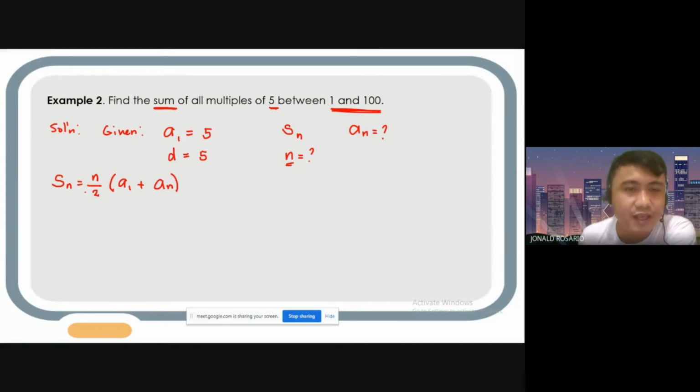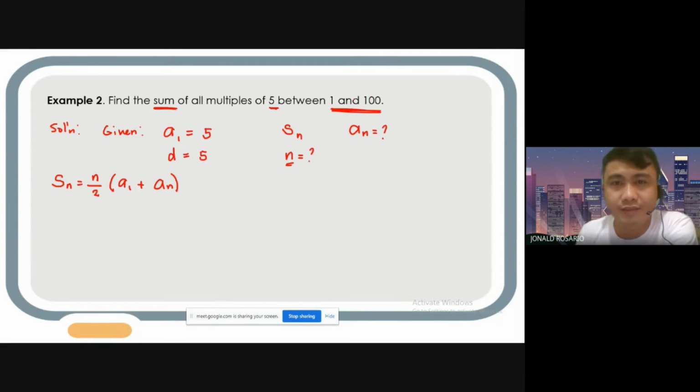So first, bago natin gamitin itong formula for the arithmetic series, kailangan muna nating hanapin yung value ng ating n. Ay, sorry, hindi pala siya nawawala kasi ang ating a sub n is 100. Is it 100? Between 1 and 100. Ano may ibig sabihin ng between 1 and 100? Is it exclusive or inclusive? Kasama ba si 100?